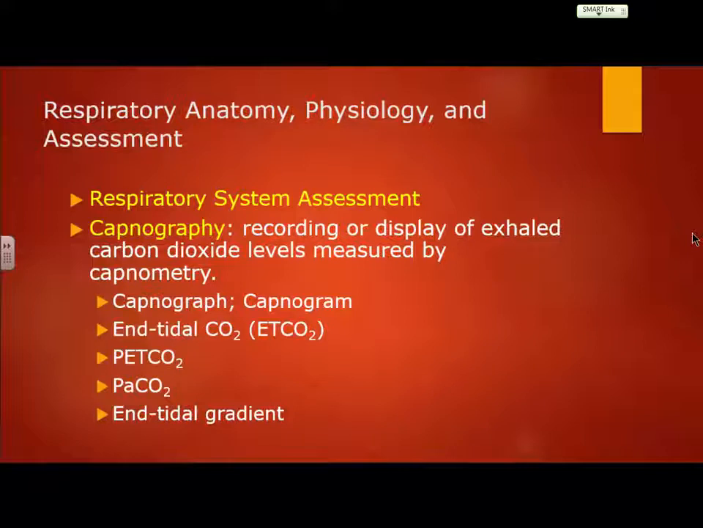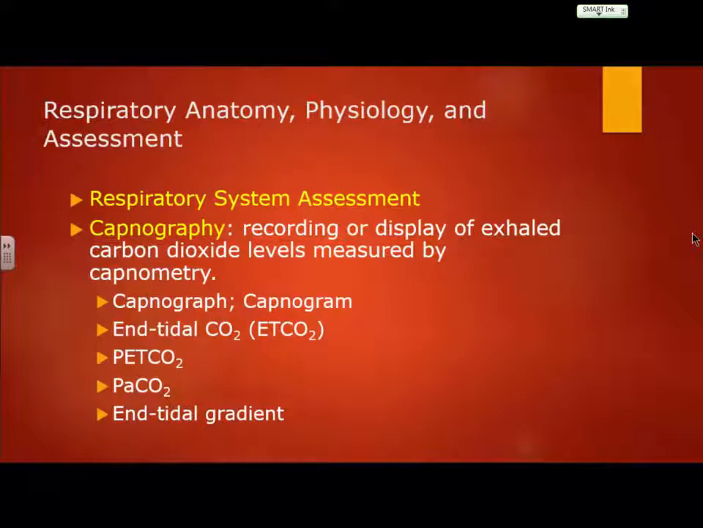Then there are these two terms here, and they are a little bit different, but they correlate together. You've got your PETCO2, partial pressure of end-tidal CO2. Then you've got your partial pressure of arterial CO2. When do you think you would see the PETCO2? While we're breathing out. So we're actually measuring the amount of CO2, or the pressure of CO2, that's being exerted on the air that's coming out, right?